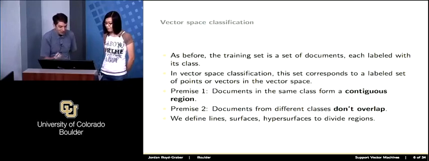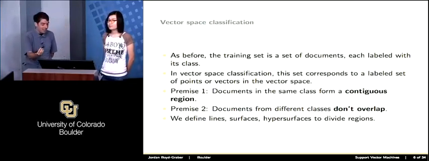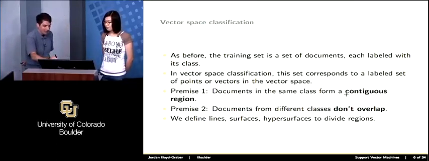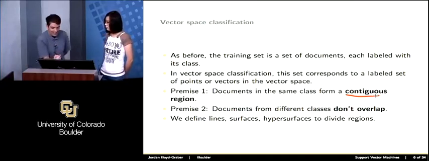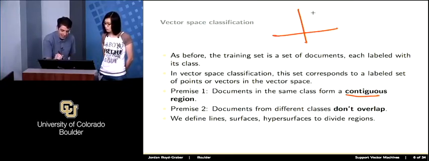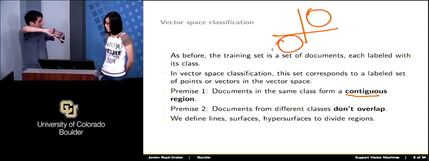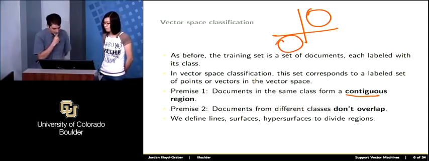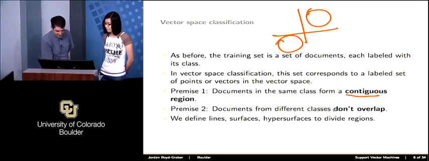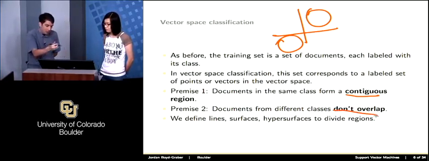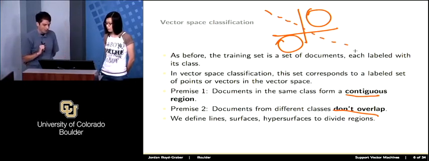The way that we do classification is we assume that documents are some sort of contiguous region. So if we have some space, you'll have class 1 over here, class 2 over here, and they'll be separated somehow. And that's the second assumption. And so what we want to do is find some surface to divide these 2 regions.